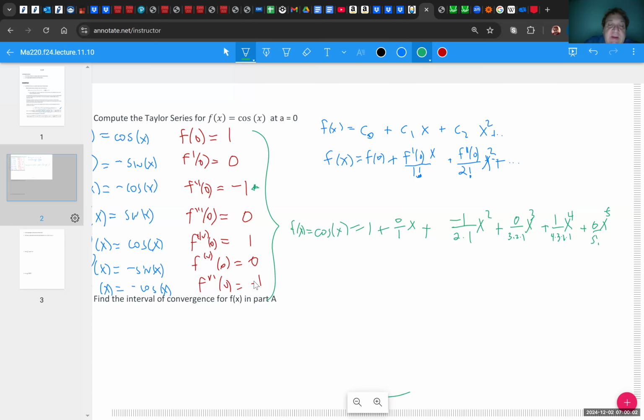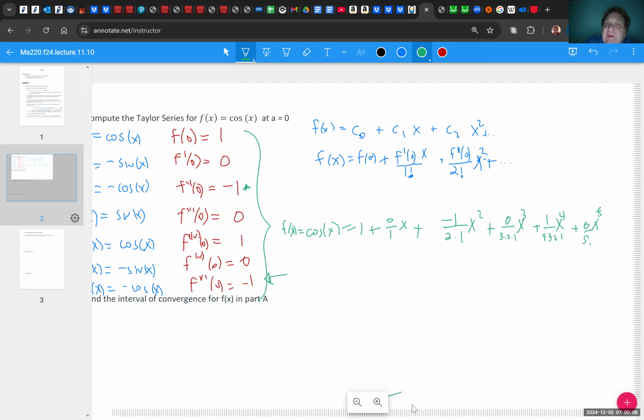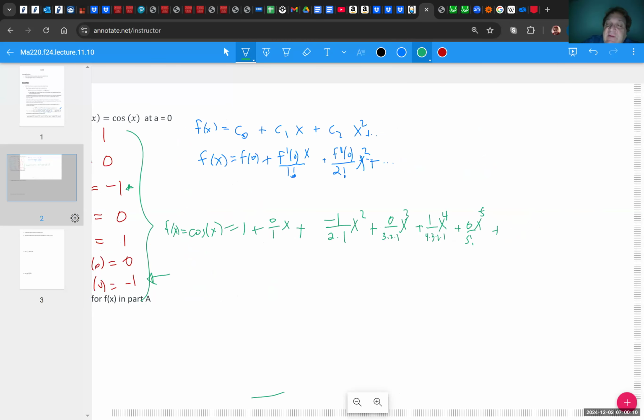And then the last one's going to be negative 1. So the sixth derivative is negative 1. So to find the coefficient on x to the sixth, I have to use the sixth derivative, which is going to be negative 1. And it's over 6 factorial, which is 6 times 5 times 4 times 3 times 2 times 1. Big number. Okay.